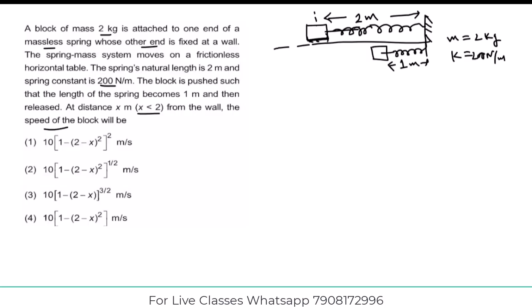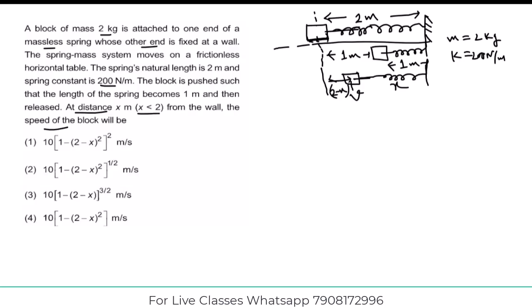Now when it is released, it is compressed by 1 meter at this position. The compression is 1 meter. Now when it is released, let's assume its position is somewhere here, at a distance x from the wall. So when it is at this position, we have to calculate the velocity v. Now at this point the total distance is 2 and this is x, so the compression is 2 minus x.